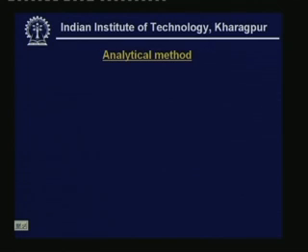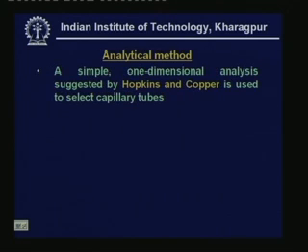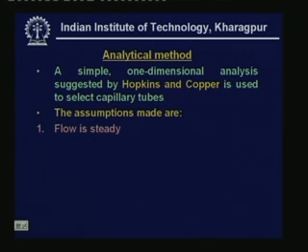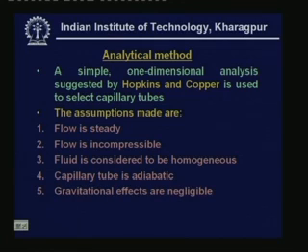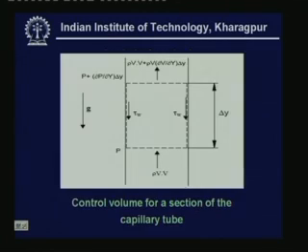Now, let us look at an analytical method. This is a simple analytical method suggested by Hopkins and Copper a long time ago. It is a one dimensional analysis and the analysis is carried out under the following assumptions. It is assumed that the flow is steady, the flow is incompressible, the fluid is considered to be homogeneous, the capillary tube is assumed to be adiabatic, and gravitational effects are negligible.